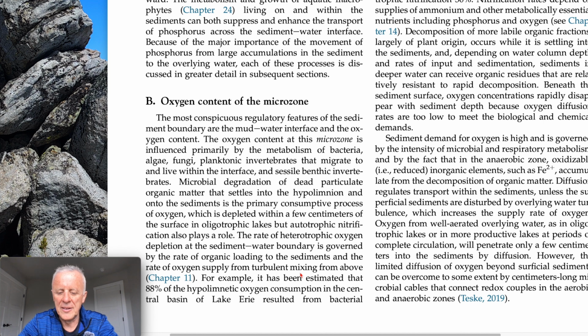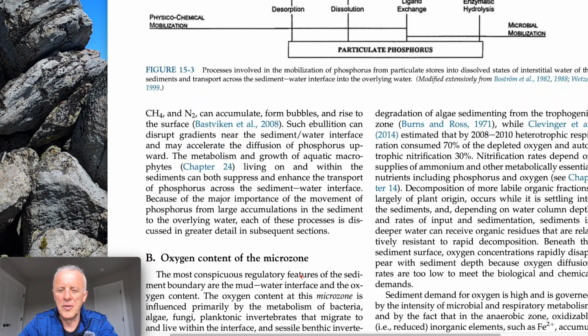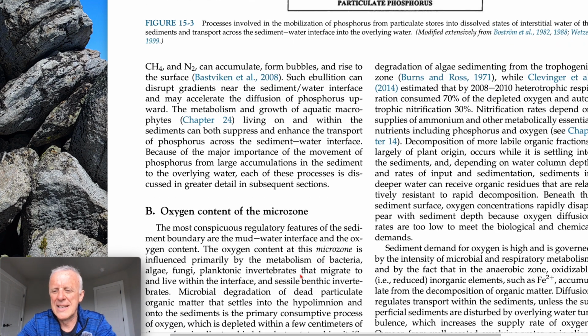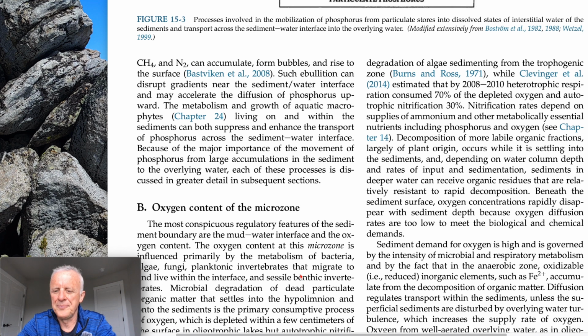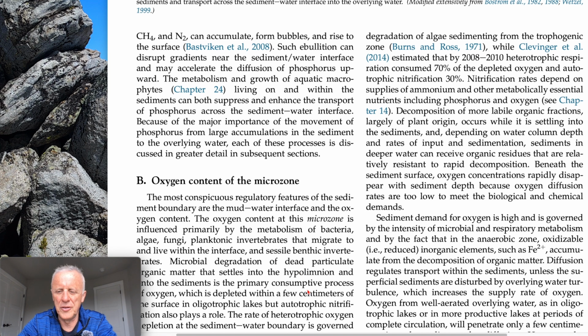For example, it has been estimated that 88% of the hypolimnetic oxygen consumption in the central basin of Lake Erie resulted from bacterial degradation of algae sedimenting from the trophogenic zone. These authors estimated that by 2008-2010, heterotrophic respiration consumed 70% of the depleted oxygen and autotrophic nitrification 30%. Nitrification rates depend on supplies of ammonium and other metabolically essential nutrients, including phosphorus and oxygen.